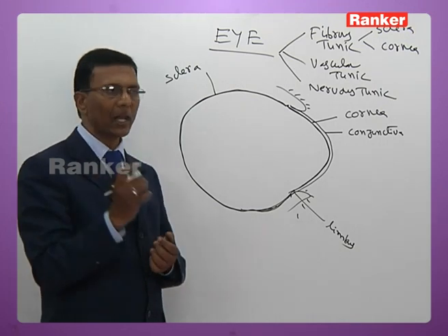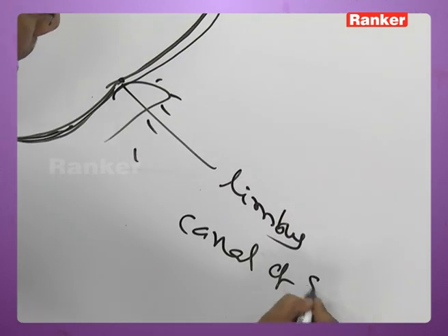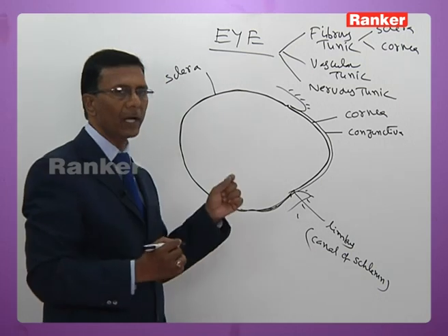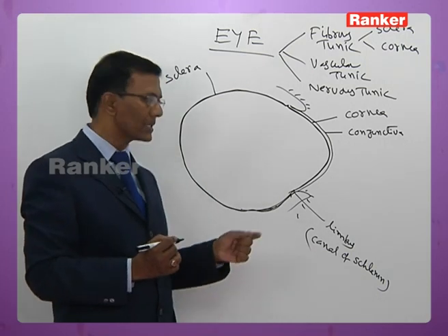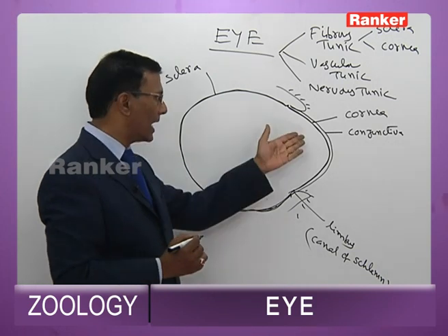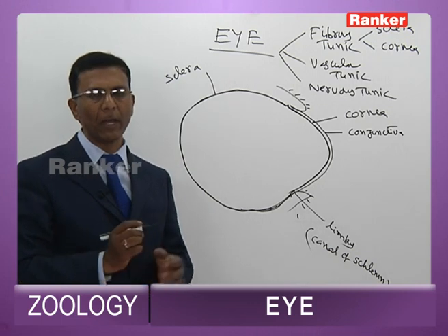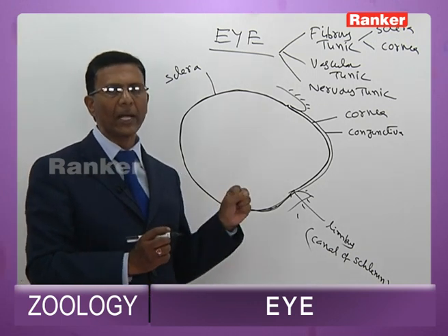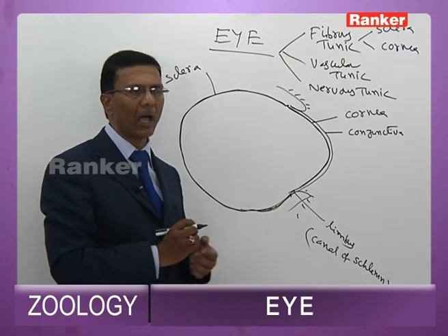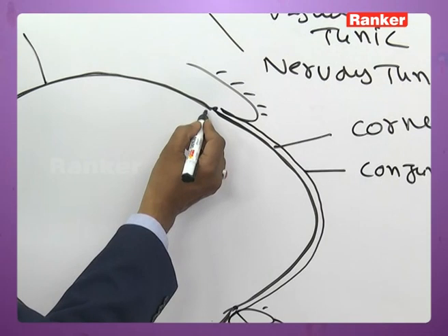Within the limbus, a canal called the canal of Schlemm is present. It also contains blood capillaries. Through the canal of Schlemm, excess aqueous humor which lies in the anterior part of the eyeball is drained into venous circulation. To maintain the intraocular pressure, whenever it accumulates in large amounts, it is drained out into the venous system through the canal of Schlemm. Then below the fibrous coat, there is a vascular coat.